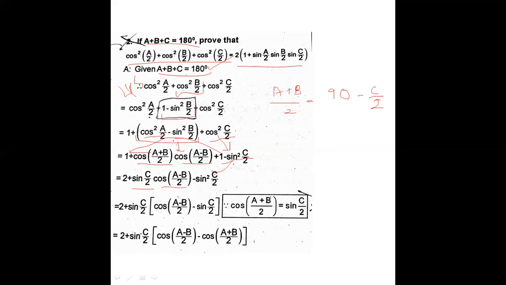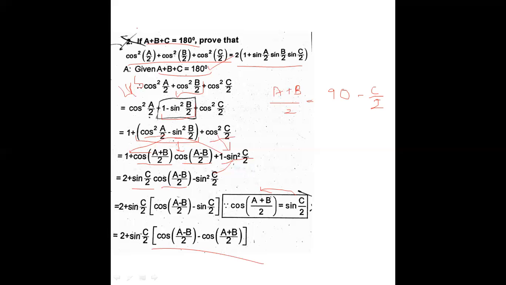Now sin (A plus B) by 2 is nothing but cos C by 2. You know why. So now what is this? Cos (A minus B) by 2 minus sin C by 2. So instead of sin C by 2, I can write cos (A plus B) by 2. Understood till here? Now apply the formula cos A minus cos B. You will get it as 2 sin A by 2 sin B by 2. Okay. Take this 2 as common. You will get it as 2 bracket 1 plus sin A by 2 sin B by 2 sin C by 2.